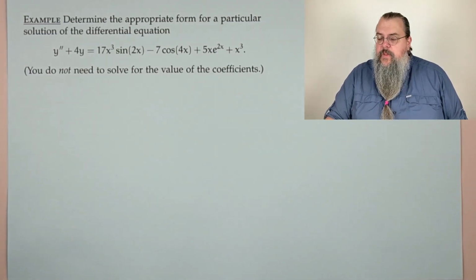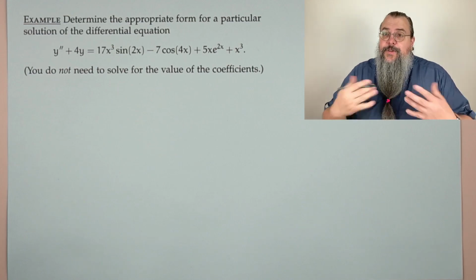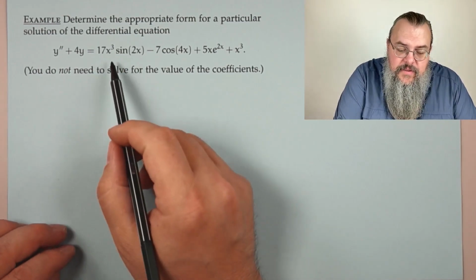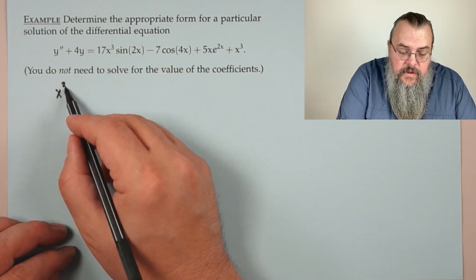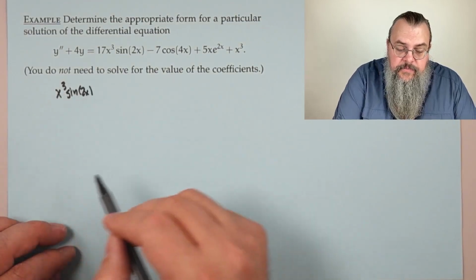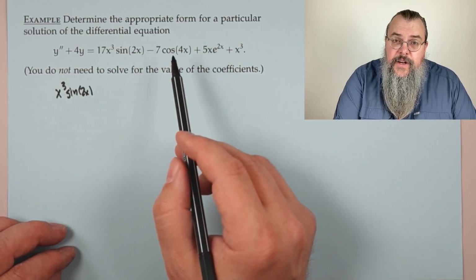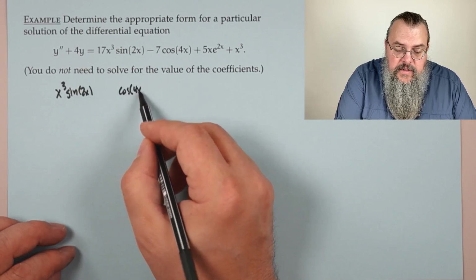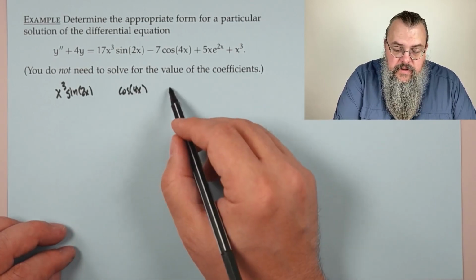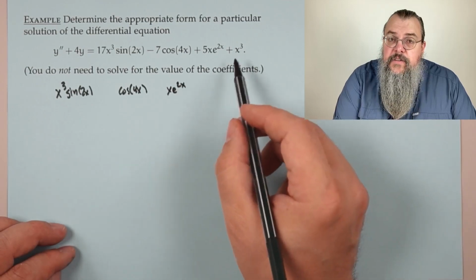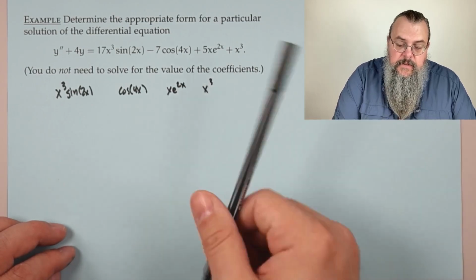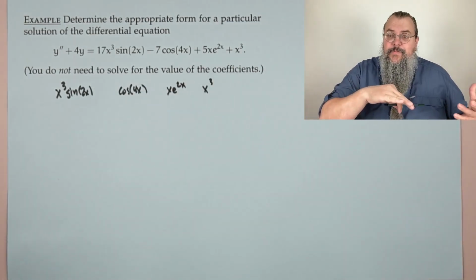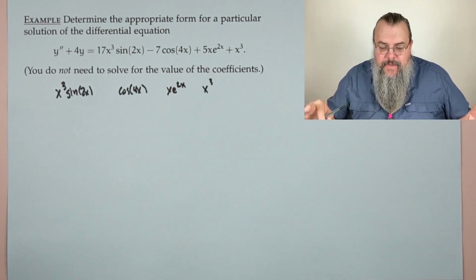All right, so here we go. Let's just go through the process we talked about. Now, I like to start by saying, write down the pieces. So, we have an x cubed sine of 2x. Great. What else do we have? Well, we have a cosine of 4x. I'll go ahead and write that down. We have an x e to the 2x, and we have an x cubed. So I'm grabbing the individual functions. Again, don't worry about the constants, because we're going to have coefficients in front, and so that doesn't matter.